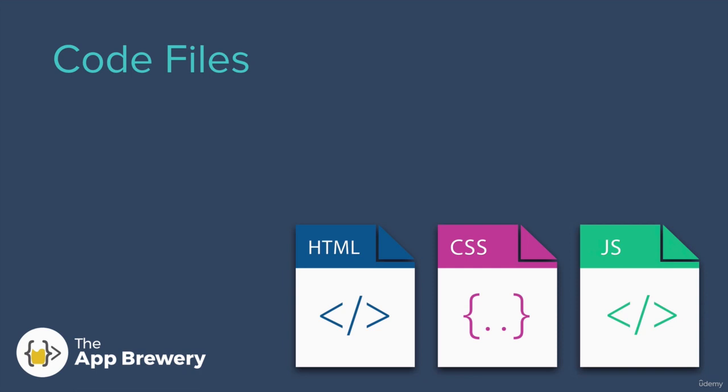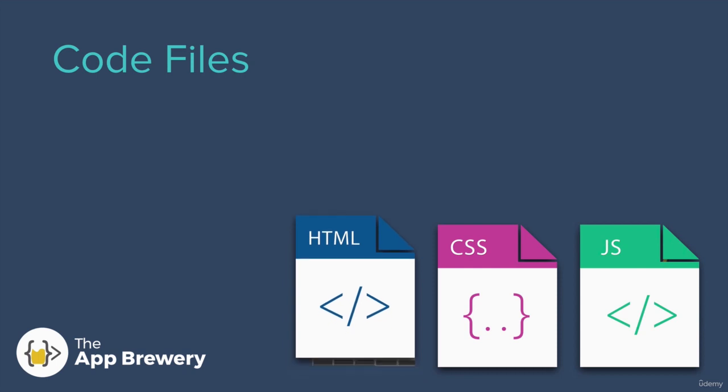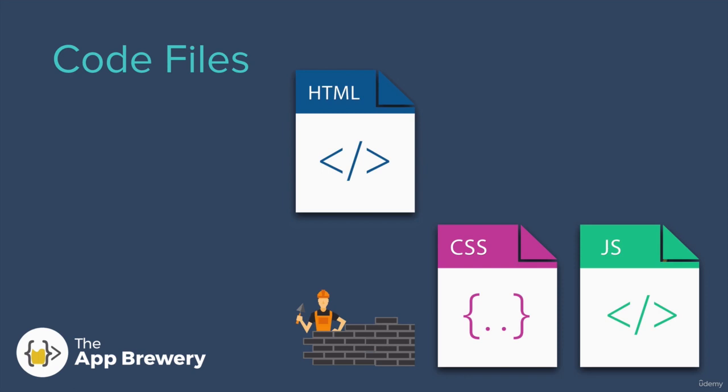But what exactly do they do, and why are there so many different types of files? Why can't we just have one file that's a website? Well, they actually have very different jobs. The HTML code file is responsible for the structure of your website. So if a website was a house, then the HTML would be the builder who would come in to build the walls or put in a toilet. Basically, they establish the structure of your house.